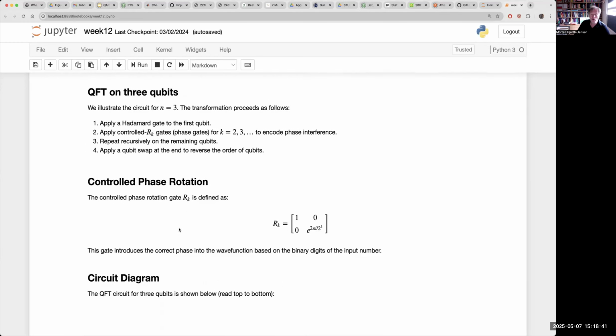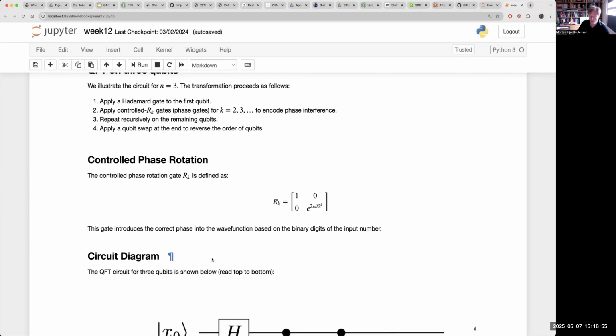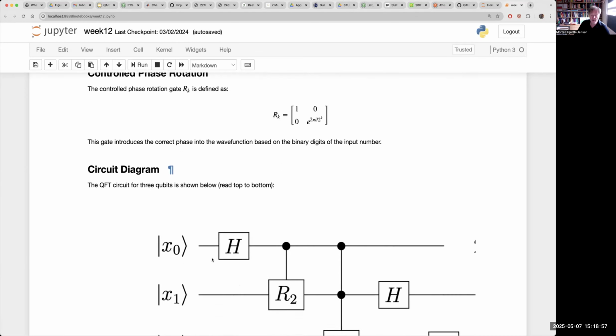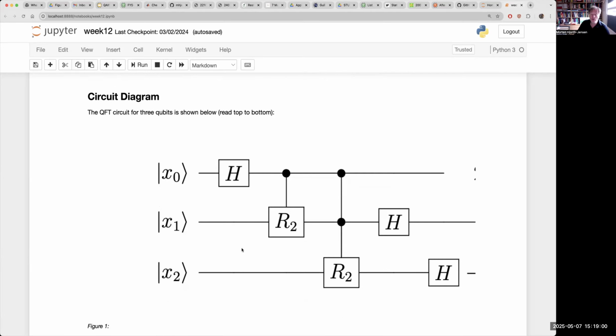The controlled rotation gate in the rotation operation is simply given by this 2 by 2 matrix. And that gate introduces the correct phase into the wave function based on the binary digits of the input number, as we saw from the example before the break. So a typical circuit for 3 qubits would be composed of first having a Hadamard gate, and then we have the control gate, and then a new control gate, and finally, we have a Hadamard on the second qubit and a Hadamard on the third qubit.